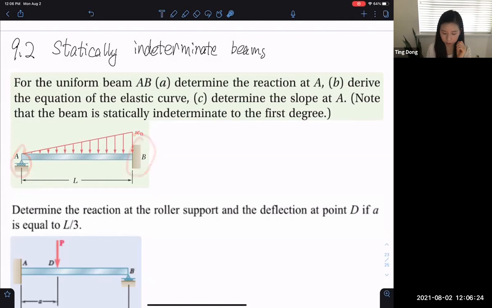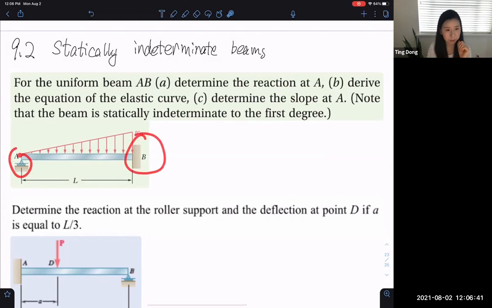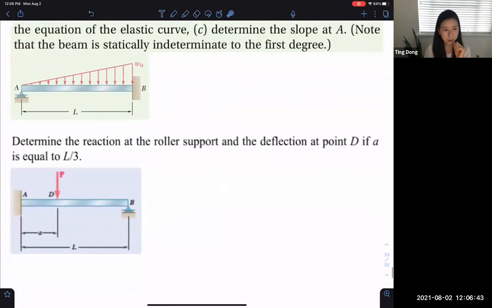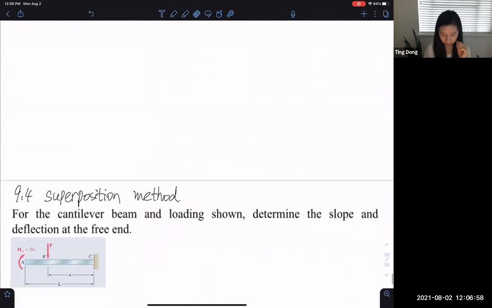So we can calculate the reaction at A. Because if you write the bending moment as a function of x, it's a function of Ay. Ay is unknown, and then you have C1, C2. So these are 3 unknowns, and you have 3 boundary conditions. Solve for the 3 unknowns. Same thing for the homework, with a redundant support, right? Actually, these 2, in terms of boundary conditions, are the same. Just the loading condition is different, but I consider it the same problem.